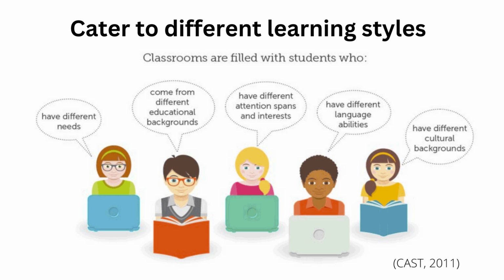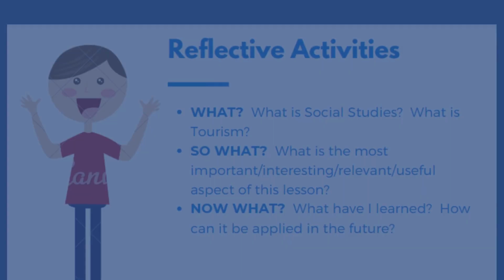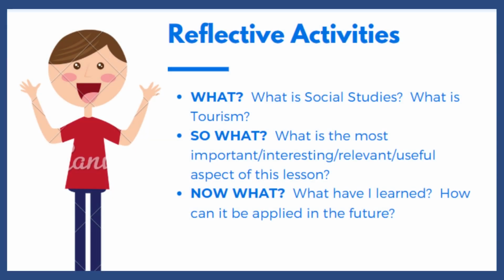The lesson has specific times allotted for the introductory activities, content, and conclusion. It includes sufficient time for reflection at various times throughout the lesson as well. There are many opportunities for student reflection. For example, students may use a whiteboard to collaborate during the lesson, answering these questions. What is social studies? What is tourism? What is the most important, interesting, relevant, useful aspect of this lesson? And what have I learned? How can it be applied in the future?